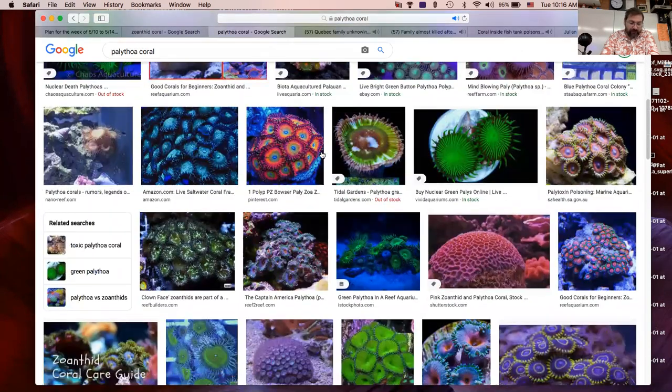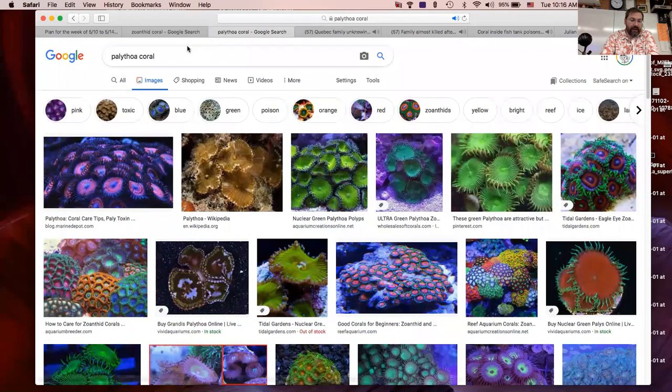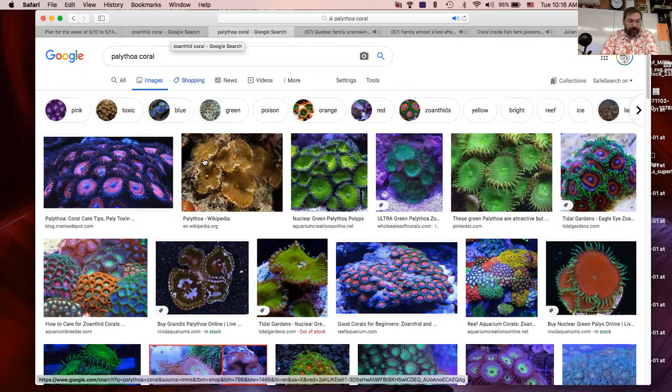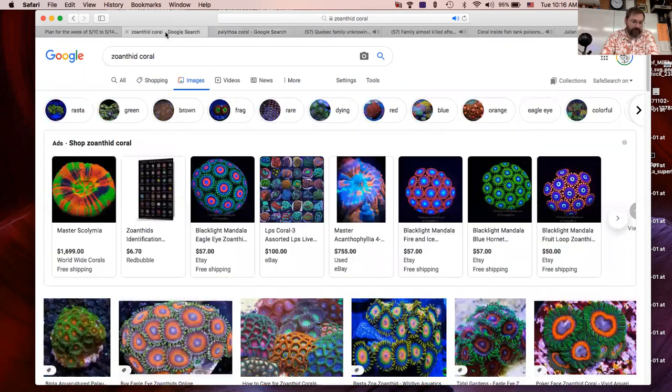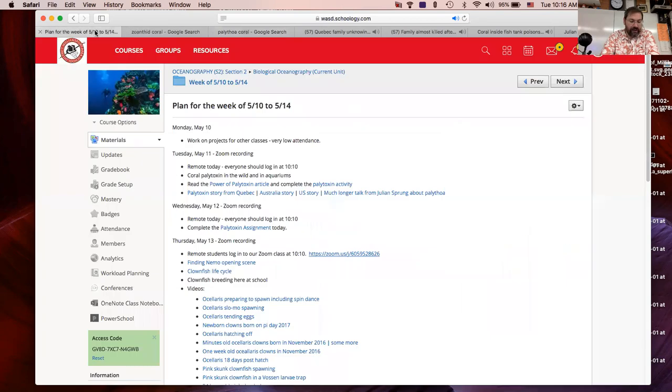And it turns out that this type of coral has a particularly high concentration of a toxin called Palytoxin. And in fact, the Palythoa coral, the "paly" lets you know there's a relationship between the coral and the toxin. So there's Palythoa toxin or Palytoxin that's present in coral. So there's an article that you can get to in the plan for the week, but it's also directly in the folder for this week.